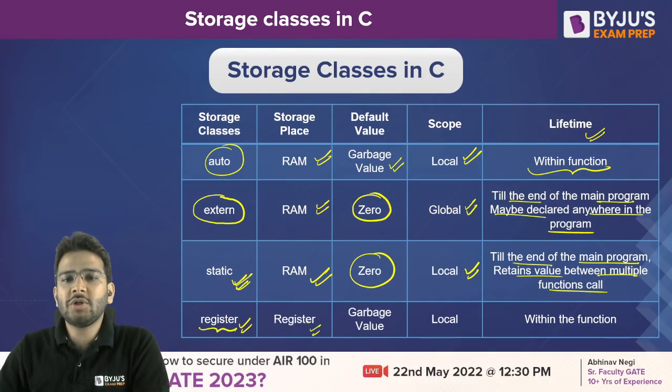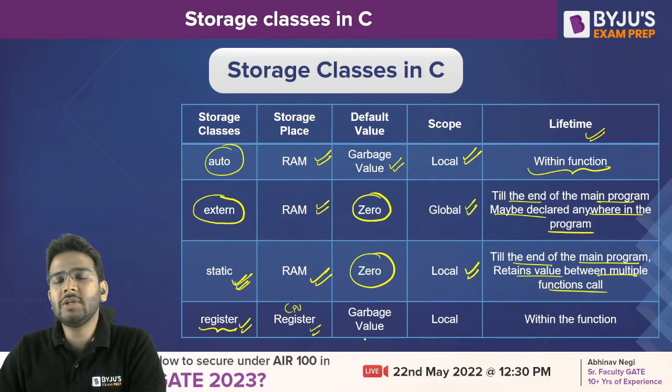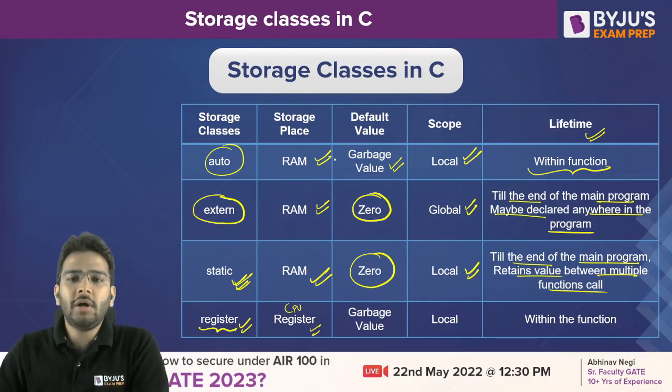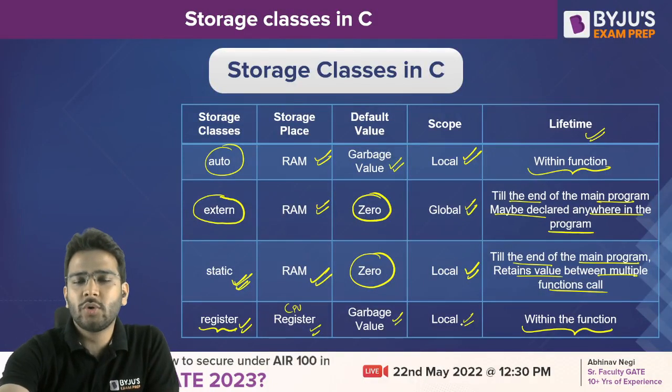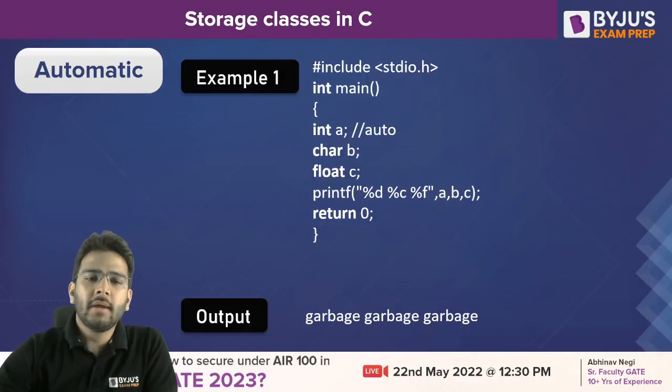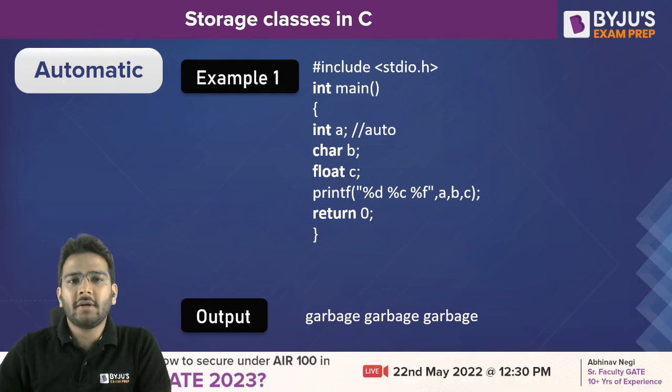Okay, so storage place will be basically CPU registers. Default value will be a garbage value. It can have any value if you are not initializing it. And scope will be local, and lifetime will be within the function or the block, we can say. Through two examples, we are going to understand every storage class now. So first of all, let's talk about automatic.